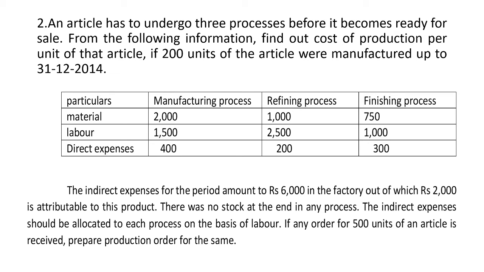In this, they have given the particulars and there are 3 processes: manufacturing process, refining process and finishing process. In that, they have given the amounts of material, labor and direct expenses. And in the next line, see, the indirect expenses for the period amount to rupees 6,000 in the factory, out of which rupees 2,000 is attributable to this product.